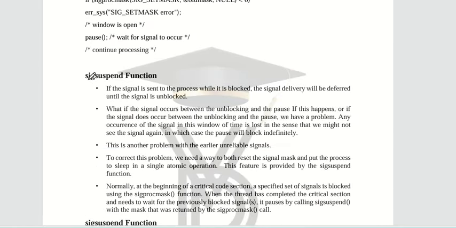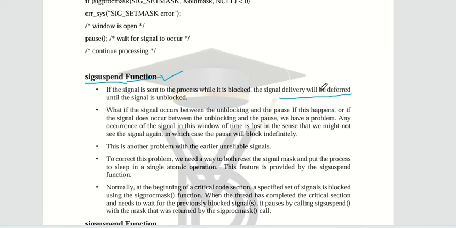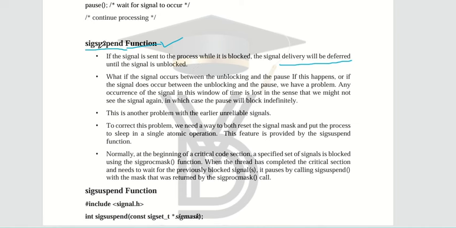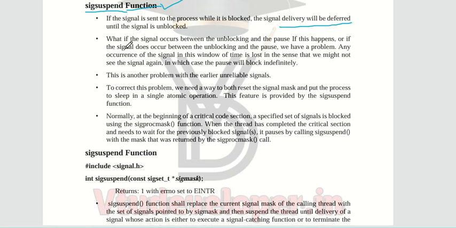And next, moving on to the sigsuspend function. What it does: if a signal is sent to a process while it is blocked, the signal delivery will be deferred until the signal is unblocked. Deferred in the sense of delaying for some time until the signal is unblocked. In that time, sigsuspend comes out of that wait. That is called suspend.